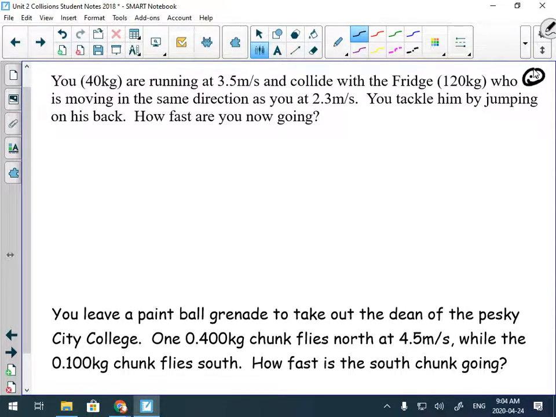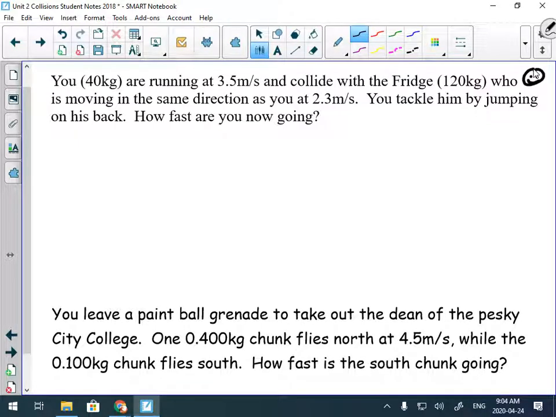Hey, Science 20s, a couple quick review questions on collisions. So looking at this first one, you're running at 3.5 meters per second. You collide with the fridge. He's that really chonky football guy who was just super scary. And he's moving in the same direction as you at 2.5 meters per second. You tackle him by jumping on his back. How fast are you now going?